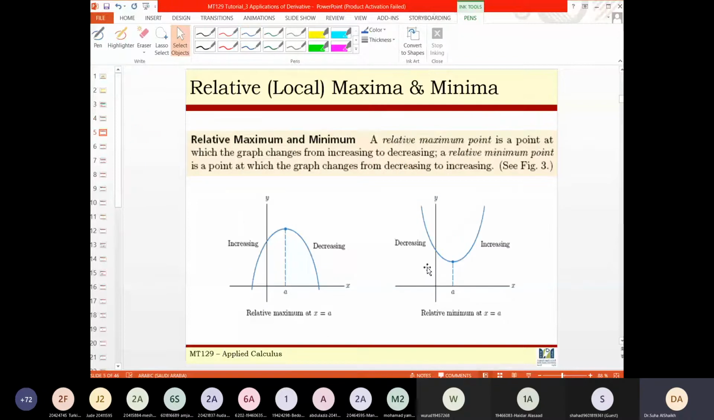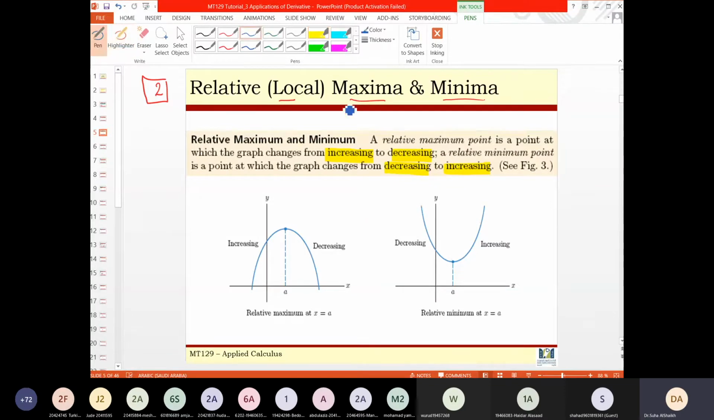Now comes the concept of increasing and decreasing. Number two, we have what we call the relative or the local maximum and minimum. Two ways to say it. We can say it is a relative maximum or minimum point, and we can say it is a local maximum or minimum point. The relative maximum point is a point at which the graph changes from increasing to decreasing. The relative minimum point is a point at which the function changes from decreasing to increasing. Pay attention to those things.